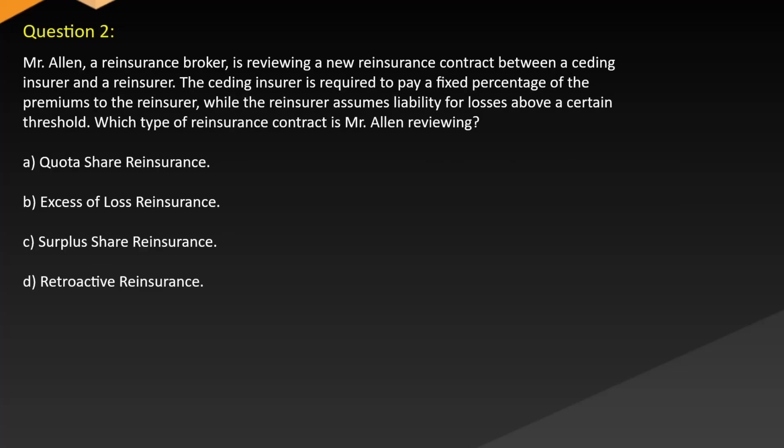Question 2. Mr. Allen, a reinsurance broker, is reviewing a new reinsurance contract between a ceding insurer and a reinsurer. The ceding insurer is required to pay a fixed percentage of the premiums to the reinsurer, while the reinsurer assumes liability for losses above a certain threshold. Which type of reinsurance contract is Mr. Allen reviewing? A. Quota share reinsurance. B. Excess loss reinsurance. C. Surplus share reinsurance. D. Retroactive reinsurance.